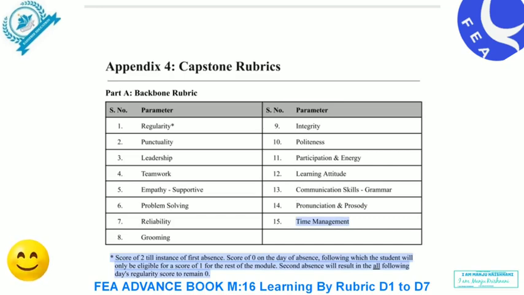Score of 0 on the day of absence, following which the student will only be eligible for a score of 1 for the rest of the module. Second absence will result in all following days' regularity score to remain 0. 1 to 6. Part B.